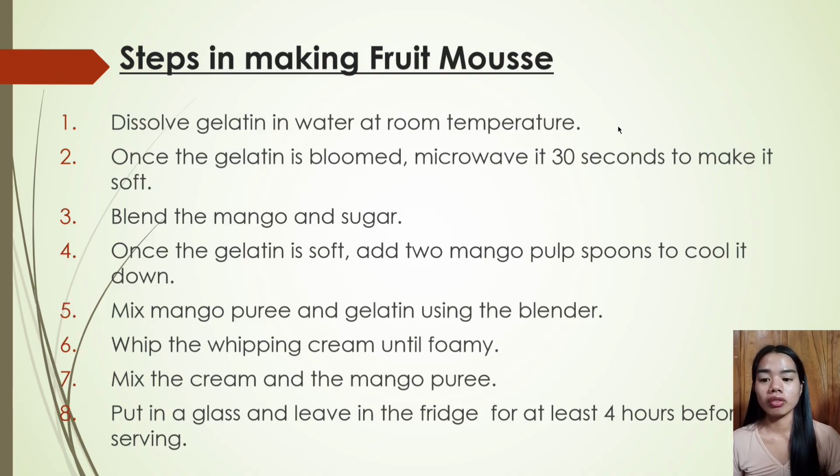So first is we have to dissolve gelatin in water at room temperature. Once the gelatin is bloomed, microwave it 30 seconds to make it soft. Blend the mango and sugar. Once the gelatin is soft, add 2 mango pulp spoons to cool it down. Mix mango puree and gelatin using the blender. Whip the whipping cream until foamy. Mix the cream and mango puree and put in a glass and leave in the fridge for at least 4 hours before serving.